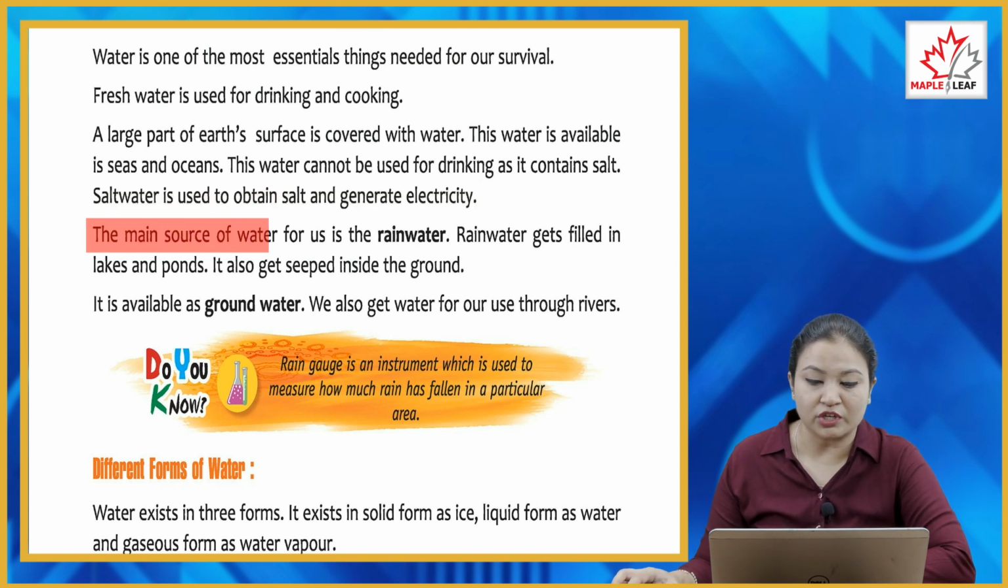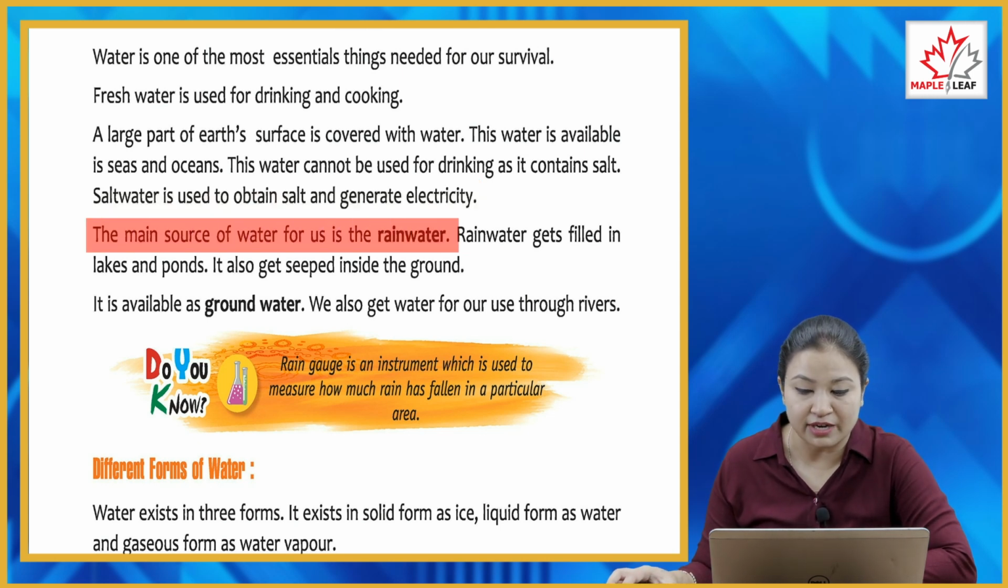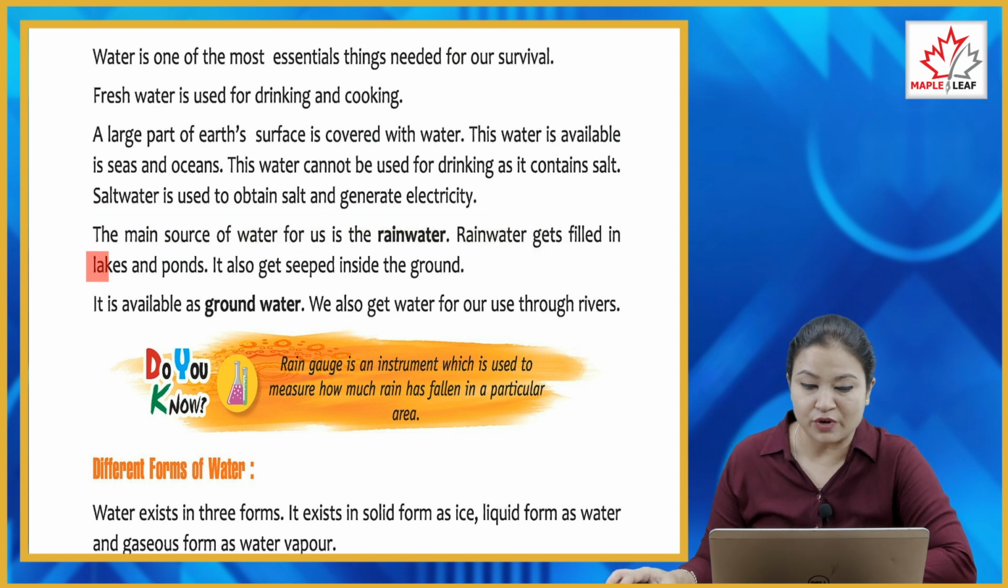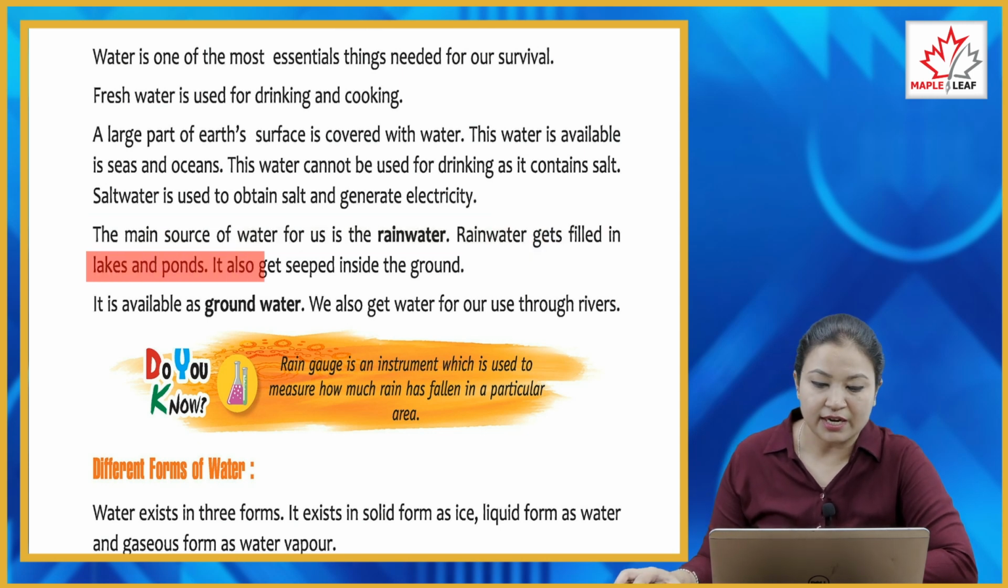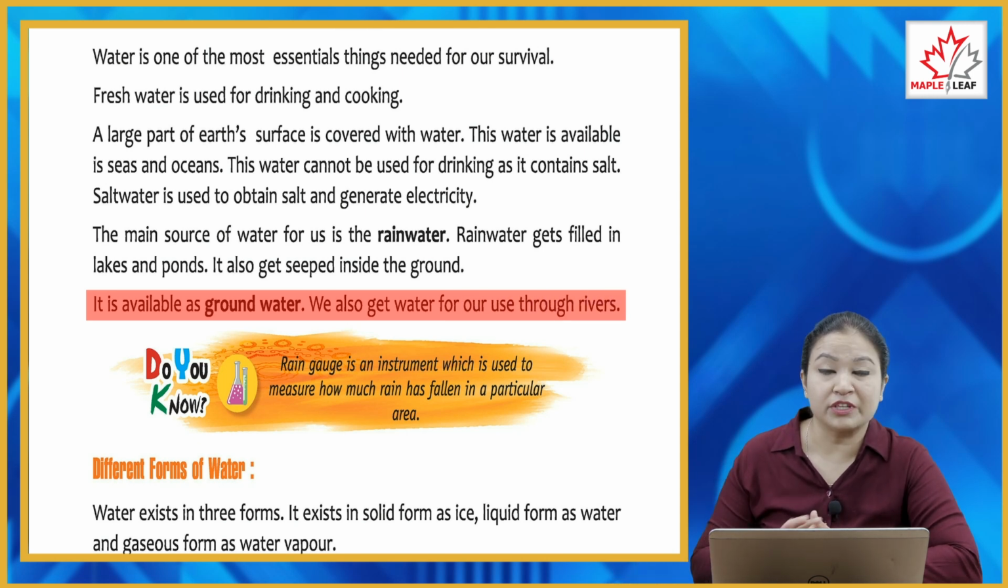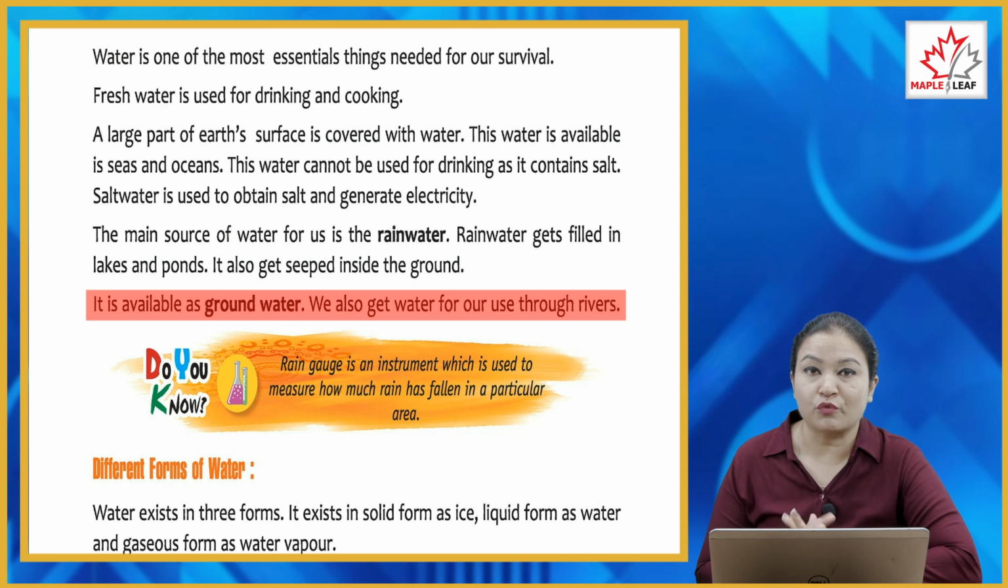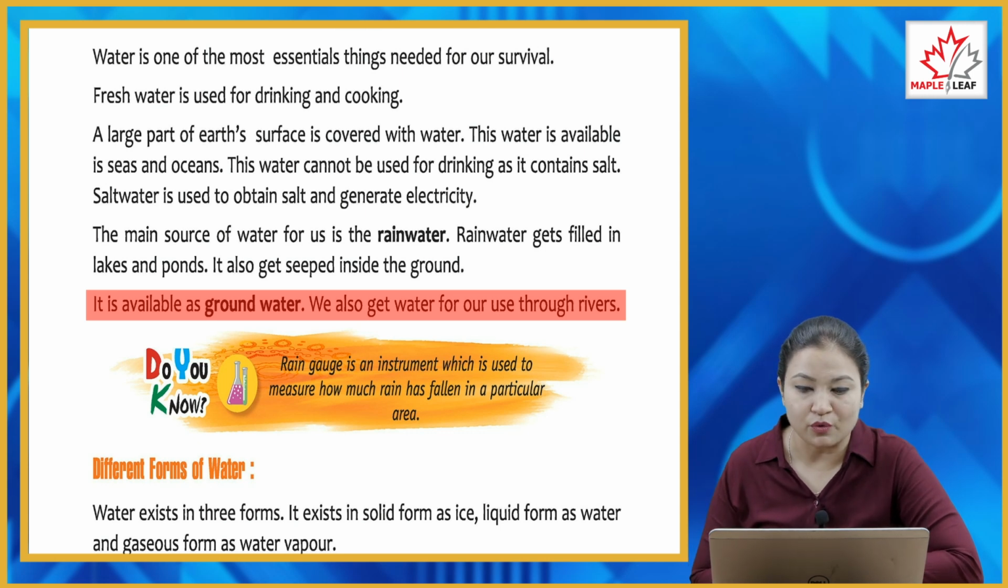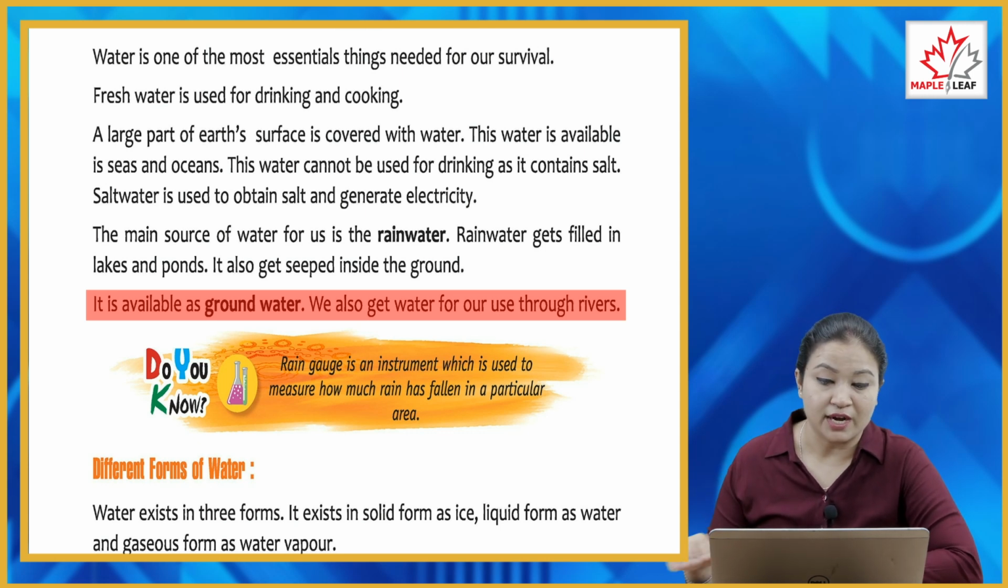The main source of water for us is the rainwater. Rainwater gets filled in lakes and ponds. It also seeps into the ground. It is available as groundwater. We also get water through rivers. So along with air, we need water for our survival. Water is very important for us.